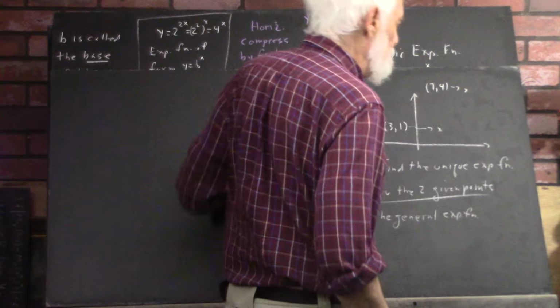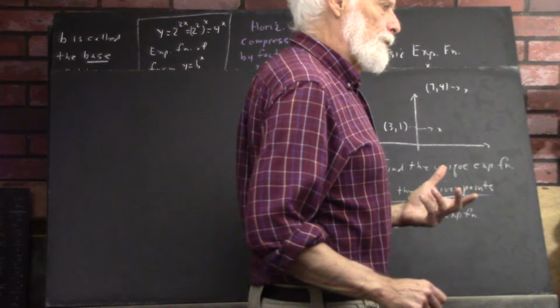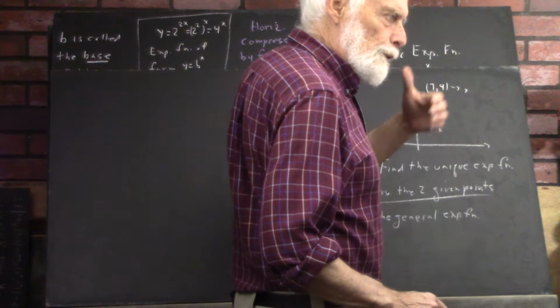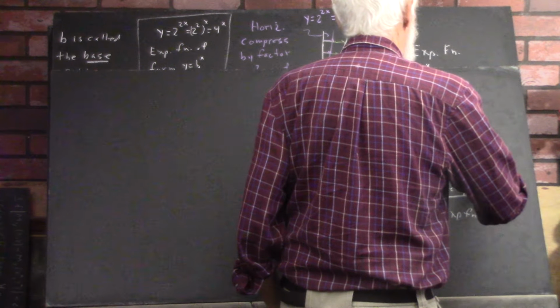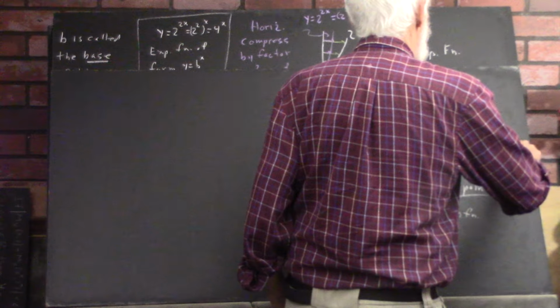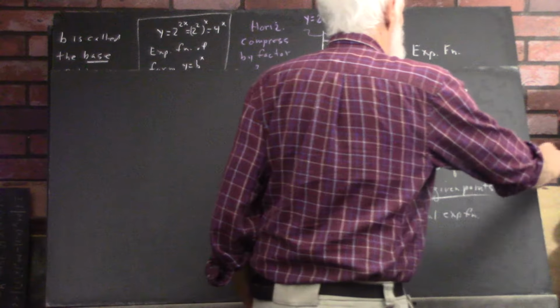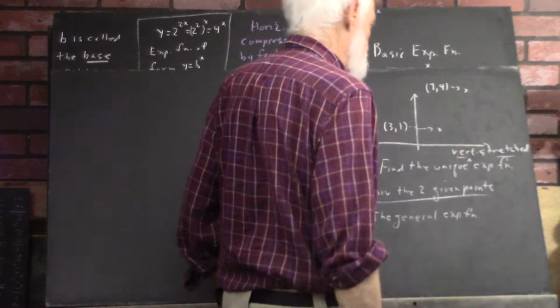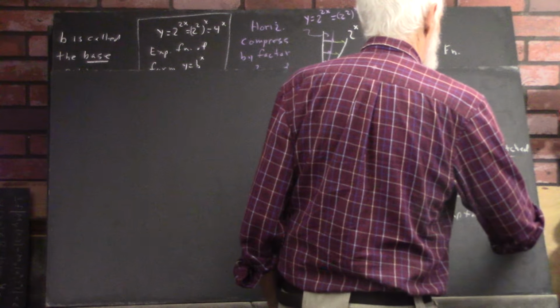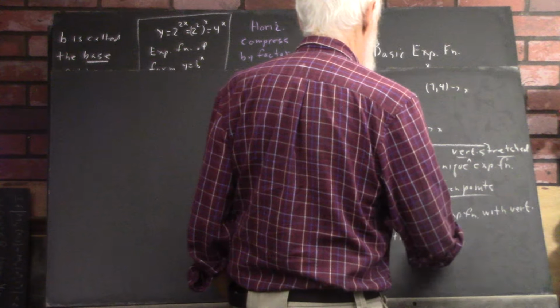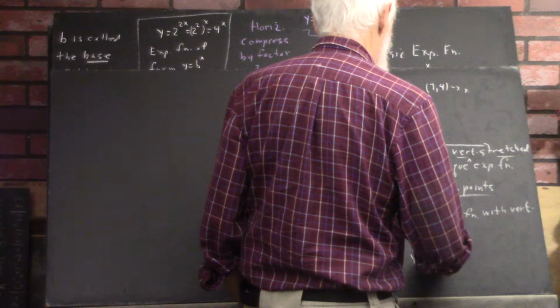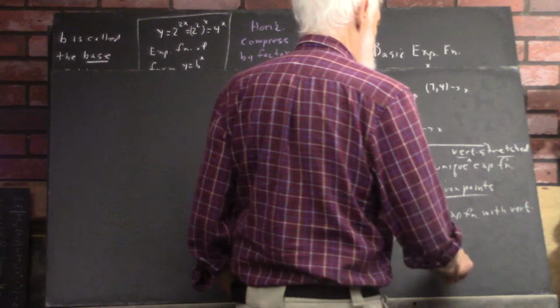Now I said find the unique exponential function, but an exponential function is just y equals b to the x. It doesn't have a vertical stretch factor. So I've got to say find the unique vertically stretched exponential function through the given points. The general exponential function with a vertical stretch is y equals a times b to the x.